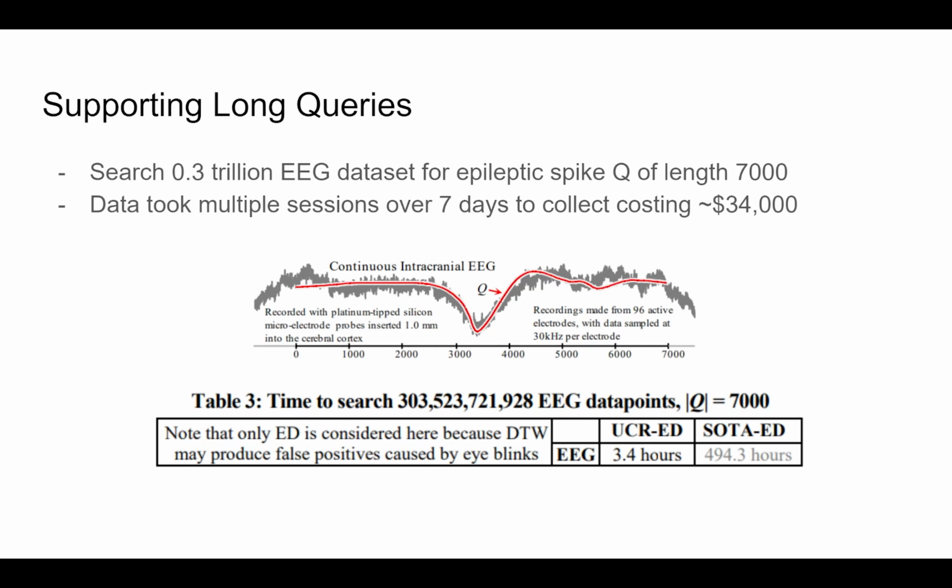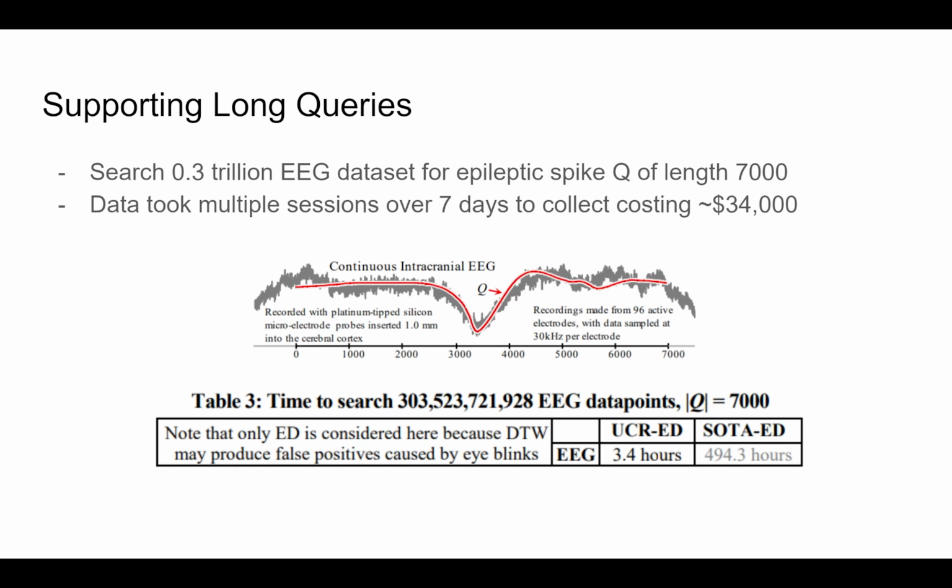The paper also discusses queries of longer length. The task is to search a 0.3 trillion EEG dataset for an epileptic spike Q of length 7,000. This data took multiple different sessions over the course of 7 days to collect, costing around $34,000. As you can see in the graph, the query Q is highlighted, and this data is a potential match to the query.